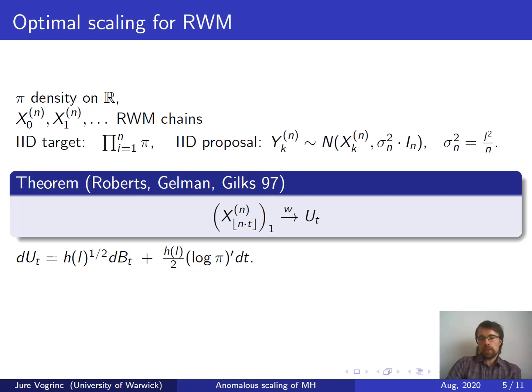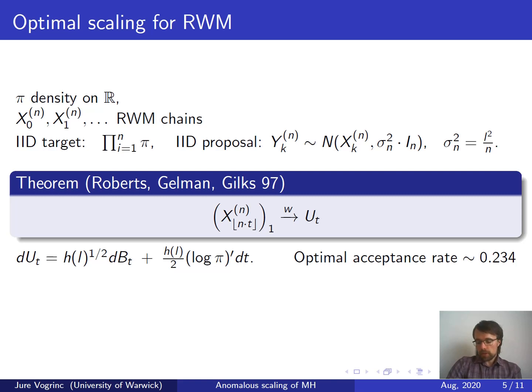Now h(L) has an explicit formula that is not relevant here, but what is relevant is that it can be optimized, and it turns out that h(L) attains the highest value precisely when this portion of proposals are accepted. So when 23% of proposals are accepted, that's when your random walk Metropolis chain works best. That's the famous guidelines derived from this result.